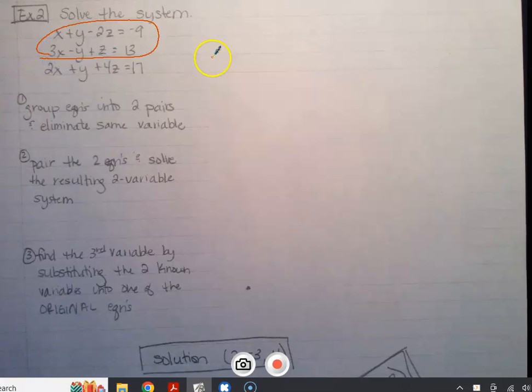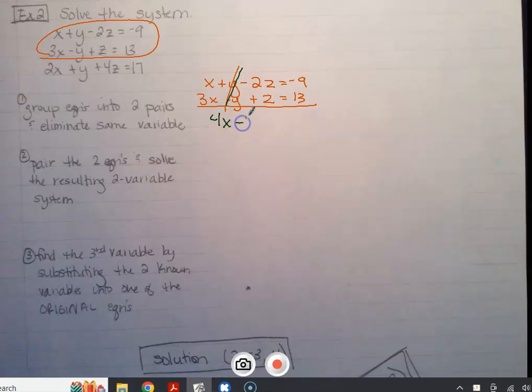All right, so we've got x plus y minus 2z equals -9, and 3x minus y plus z equals 13. These were nice because our y's canceled. So we have 4x, what's -2z plus z? Minus z. And what's -9 plus 13? 4. Okay, so there's one of our equations.